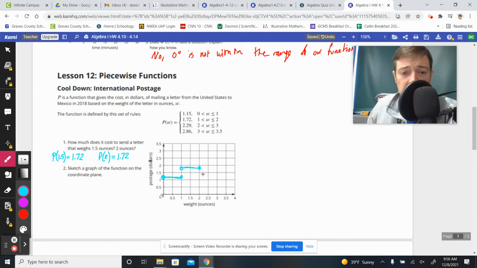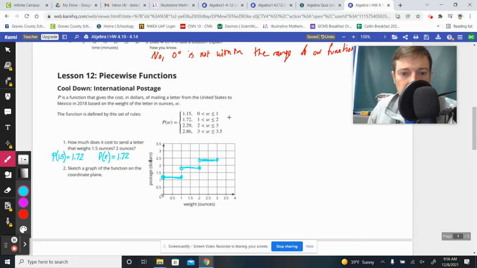And then if I send a letter to Mexico that's between 2 and 3, 2 not inclusive, but 3 inclusive, then I'm going to pay $2.29. So here's $2.50. $2.29 is going to be right about here. So open circle, not inclusive on 2, but inclusive on 3. And that one's going to jump to about that price there.